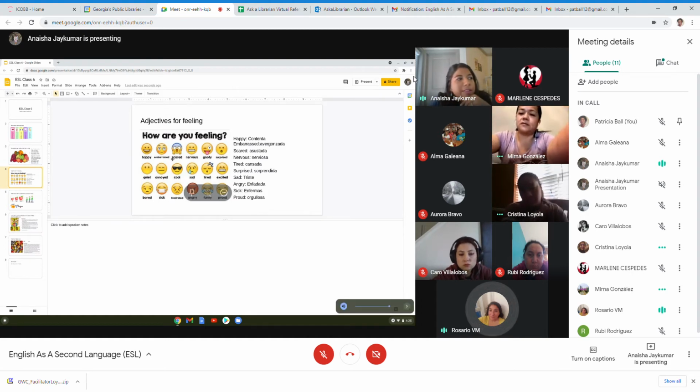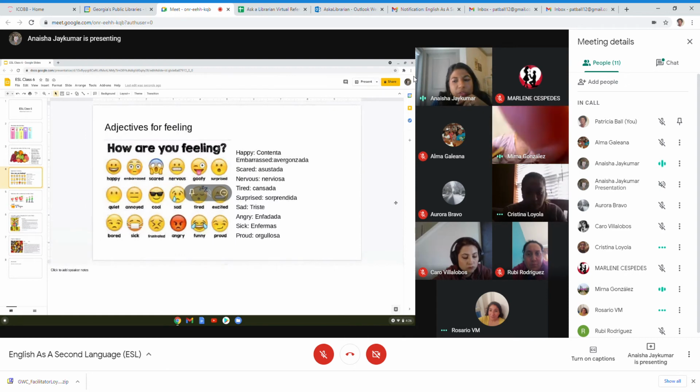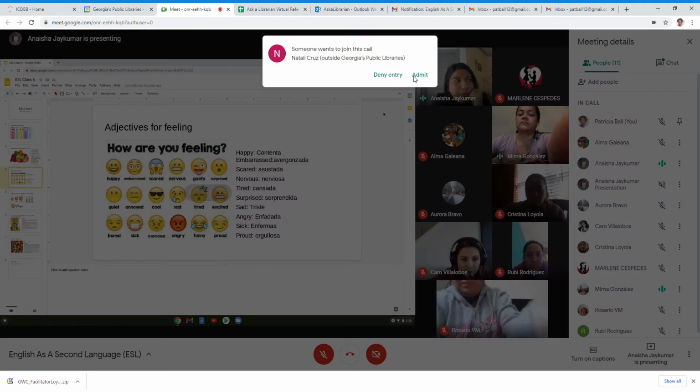Sentimientos. ¿Cómo te sientes? I have some emojis here. Let's go around the class and then read out some of these adjectives about feeling. Okay, let's start with Ruby.